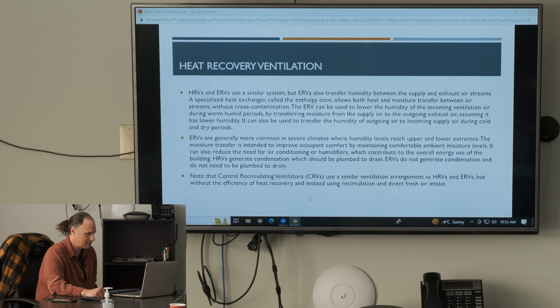It can also reduce the need for air conditioning or humidifiers, which contribute to the overall energy use of the building. HRVs generate condensation, which should be plumbed to drain. ERVs do not generate condensation and do not need to be plumbed to drain. Note that CRVs, central recirculating ventilators, use a similar ventilation arrangement as HRVs and ERVs, but without the efficiency of heat recovery, and instead use recirculation and direct fresh air intake.